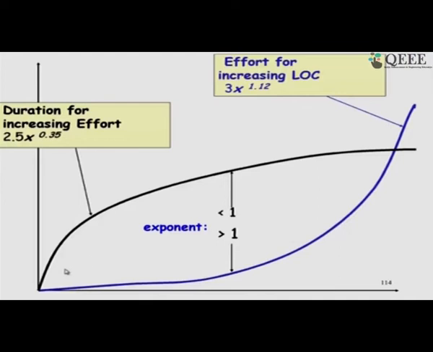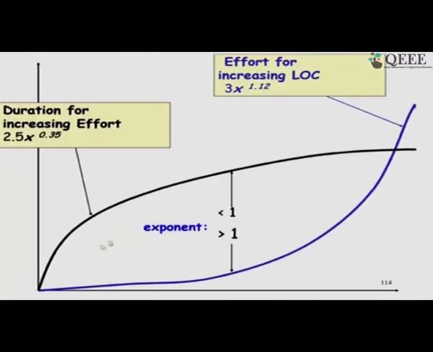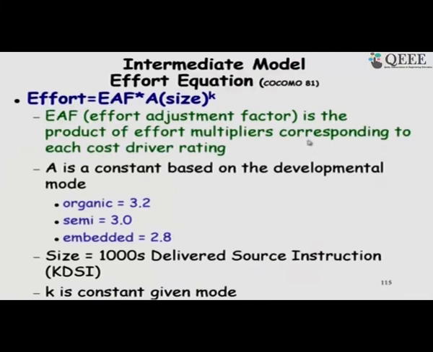So, here if we consider the duration, we will see that even though the effort is almost linear for each of these, with different slopes, the slope for embedded is much higher compared to organic, but for development time it is sublinear, and we had already discussed why that is the case. So, there are some examples here.